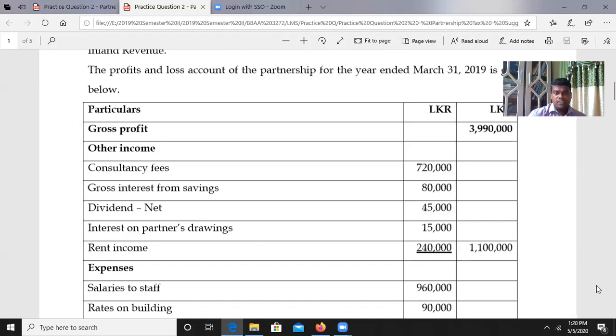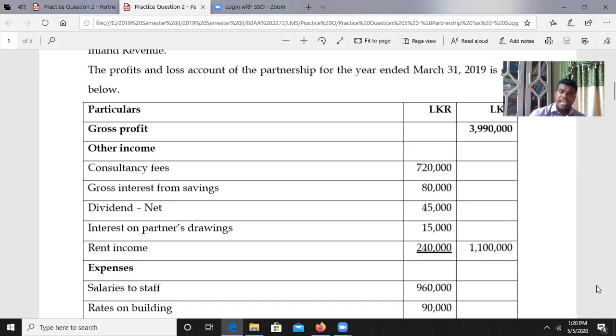That's why I did not include that consultancy fees in the assessable business income calculation. Then gross interest from serving 80,000, which is not related with the nature and the purpose of the business. In the financial accounting, that can be accepted as other income. You can see that in this question they already included it under the other income and added it with the accounting profit. That is right for the financial accounting.